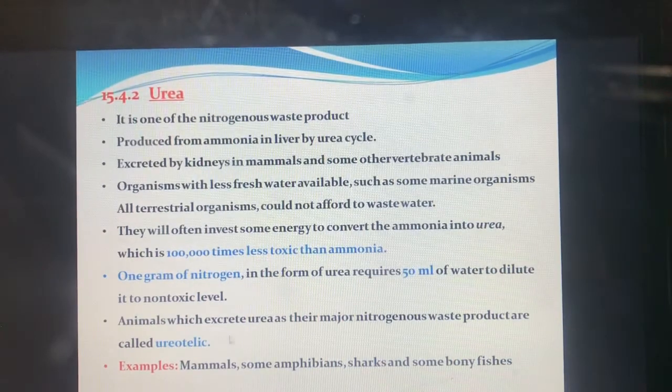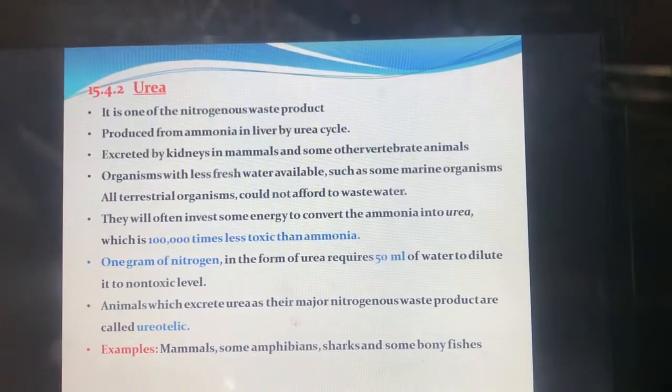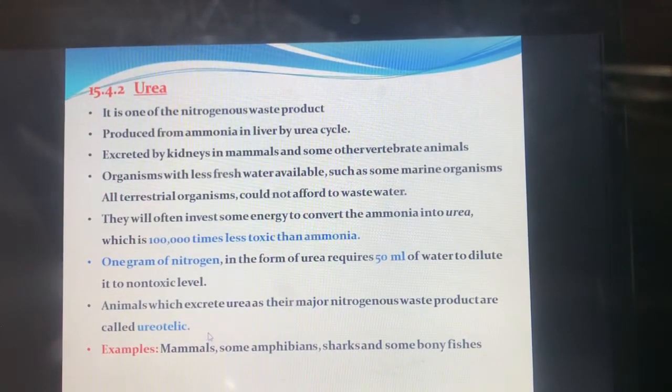Next, animals which excrete urea as their major nitrogenous waste product are called what? They are called ureotelic. Examples include mammals, some amphibians, sharks, and some bony fishes as well.